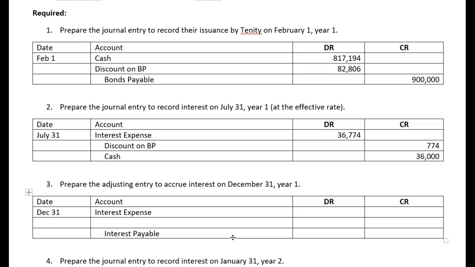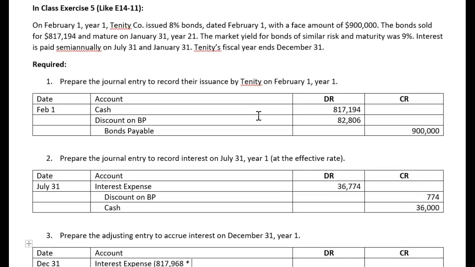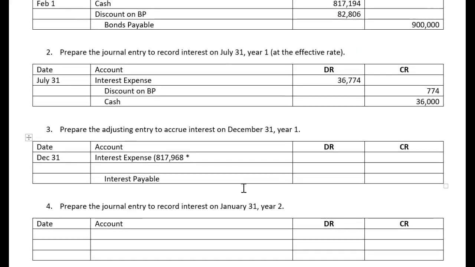So we're going to go in. Now remember, the carry value has changed slightly. It started at $817,194, but then notice we amortized a little bit of that discount. So that's going to make our actual discount go down, which will make our carry value go up. So we're going to add that $774 to our carry value, and we end up at 817,968. So we're going to do 817,968. We're going to multiply that by, again, the effective rate, which on this bond is 9%, so times the 9%.